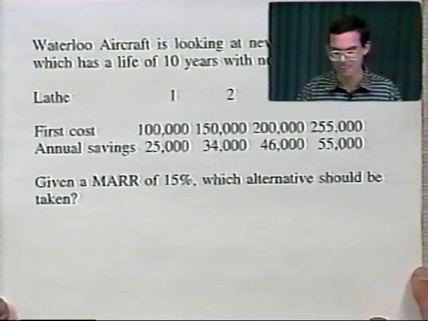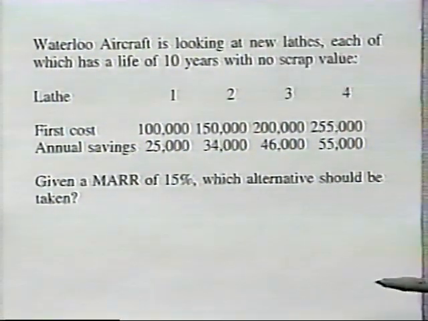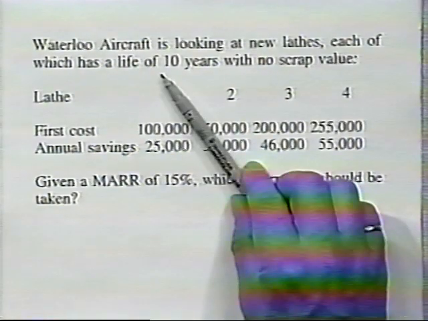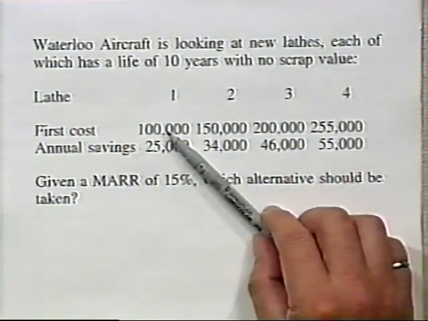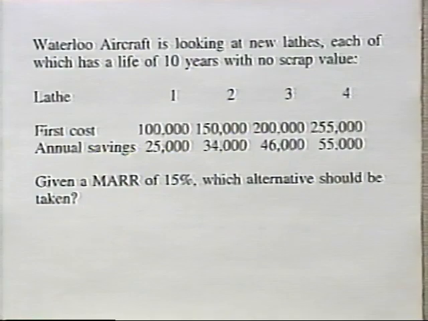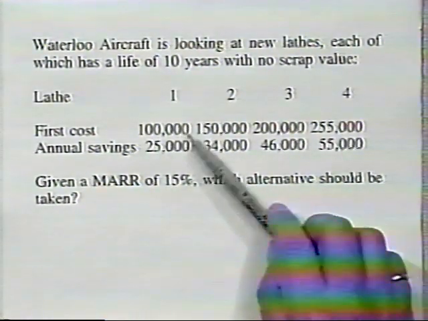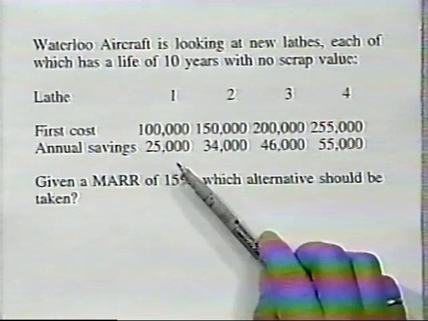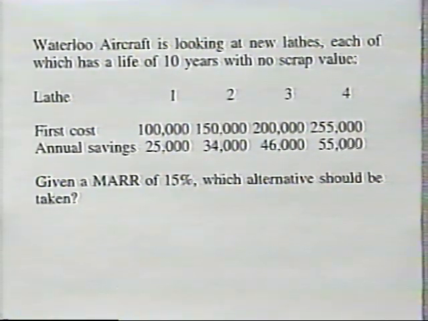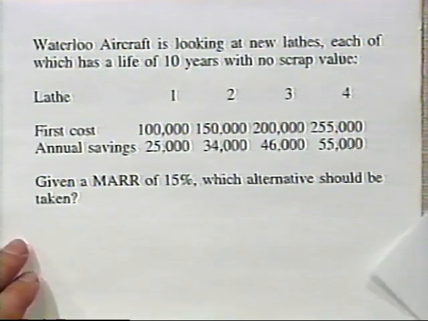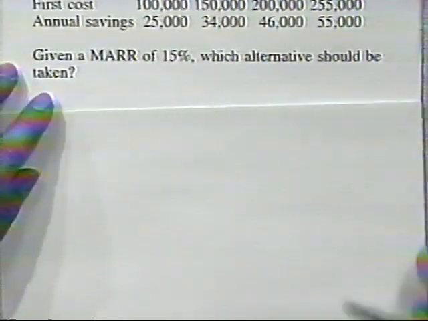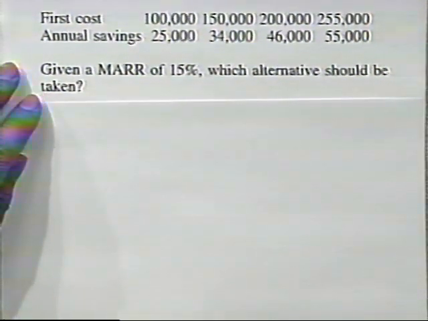Here we have Waterloo Aircraft looking at new lathes, each of which has a life of 10 years with no scrap value. We're given a first cost and some annual savings. So this fits the pattern I was describing, where we have equal life for the alternatives, and the cash flow pattern of a first cost and then annual savings. We're given a minimum acceptable rate of return, and we want to find out which of these four alternatives should be taken. Using the process that I described in the flowchart, we start off with alternative 1.